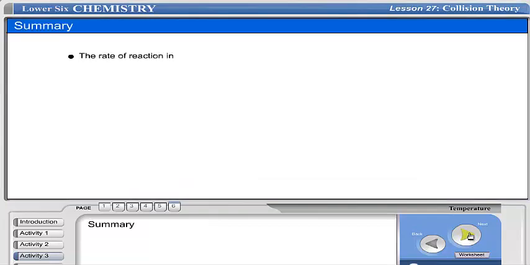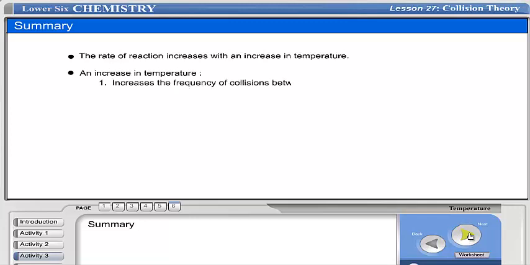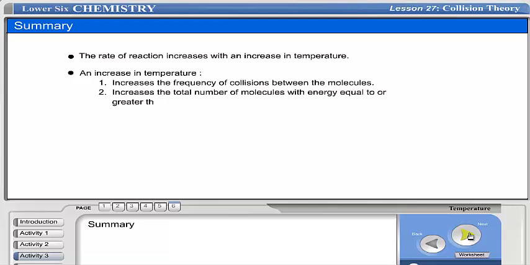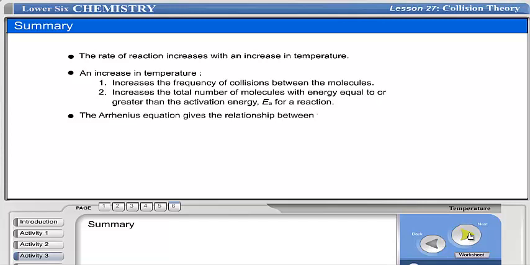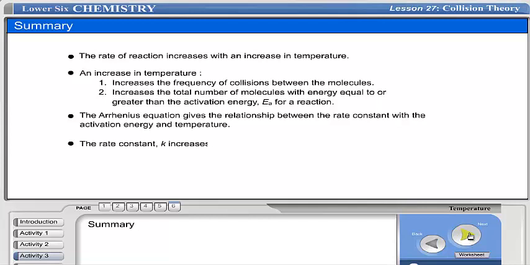The rate of reaction increases with an increase in temperature. An increase in temperature, 1, increases the frequency of collisions between the molecules. 2, increases the total number of molecules with energy equal to or greater than the activation energy, EA, for a reaction. The Arrhenius equation gives the relationship between the rate constant with the activation energy and temperature. The rate constant K increases with 1. A decrease in activation energy and 2. An increase in temperature.